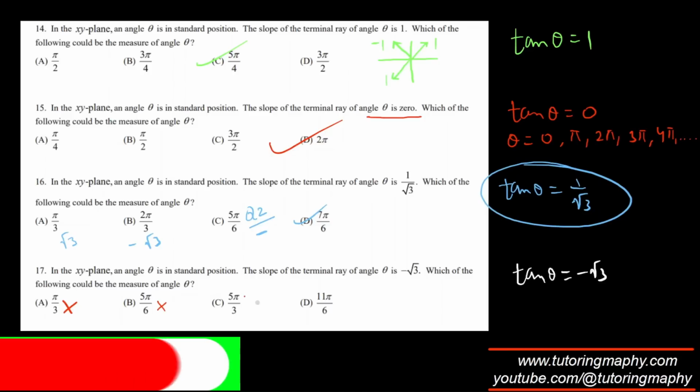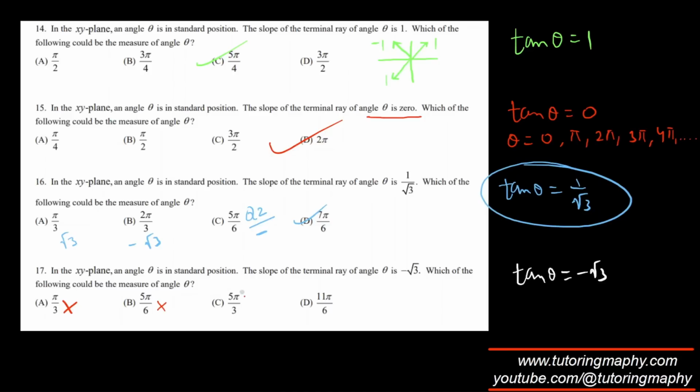It can be 5 pi over 3 actually, because 5 pi over 3 is in quadrant 4 and its reference angle is pi over 3. So tan of pi over 3 is obviously just root 3. And since it is in quadrant 4, it has to be negative root 3. So yeah, option C is the correct choice.